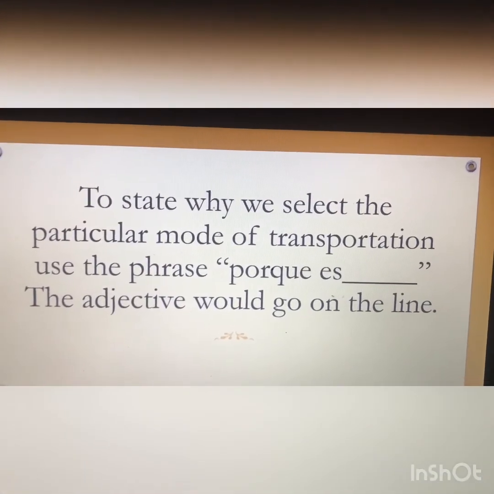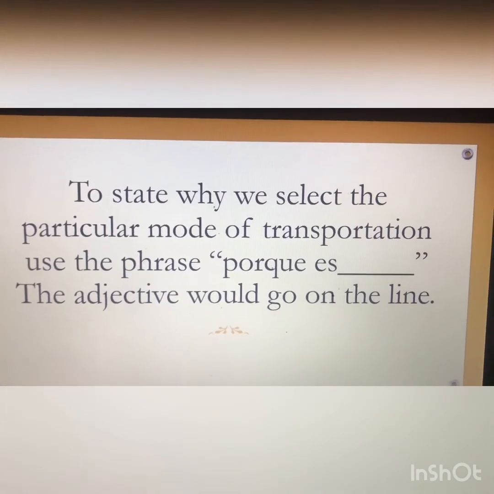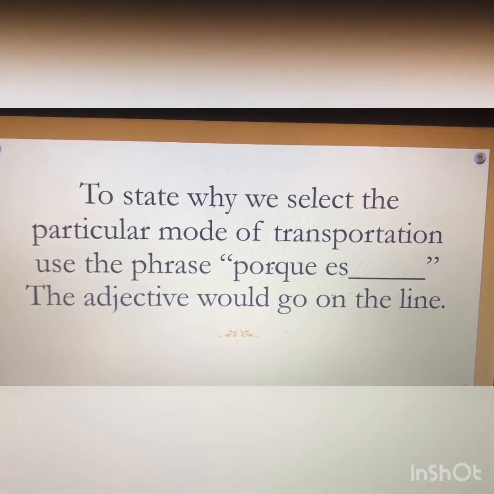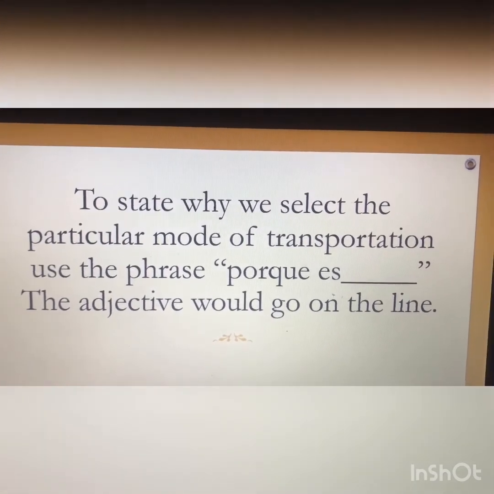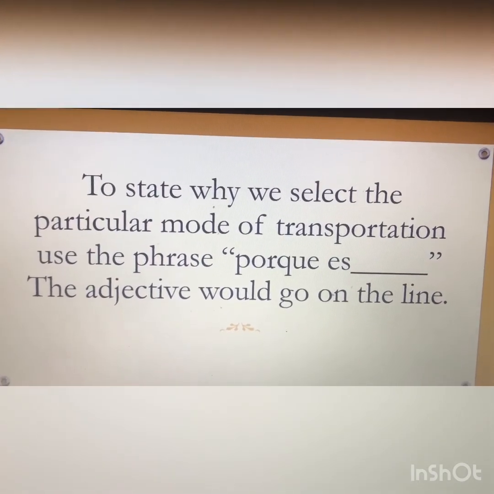Now to state why we select the mode of transportation, why you prefer that mode, why you prefer the car, why you prefer the airplane, you can simply use the phrase porque es. And porque es means because it is. Then the adjective would go on the line.